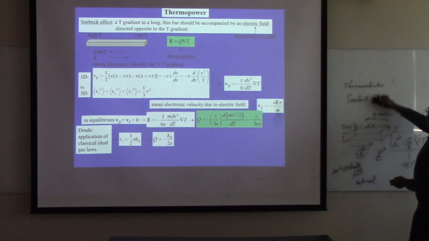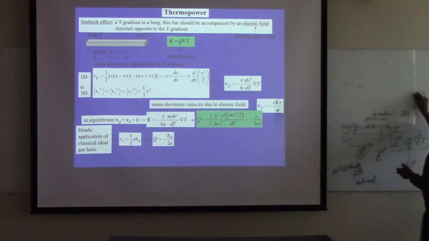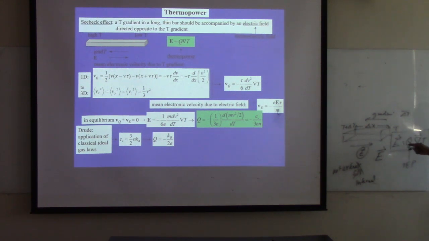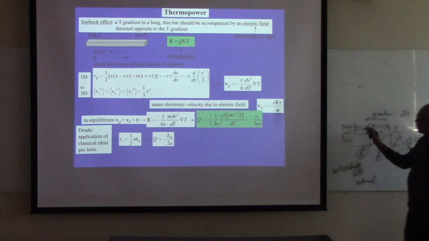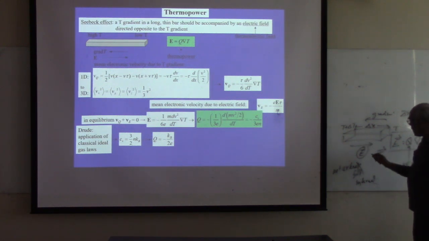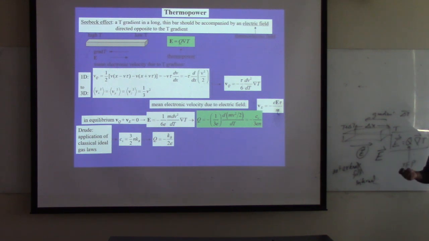So then you can write E as delta V over delta x, right? Because of this field, you have a potential gradient. So at one end you have V, and at the other end you have V plus delta V. Whenever you have an electric field, you have a potential difference.